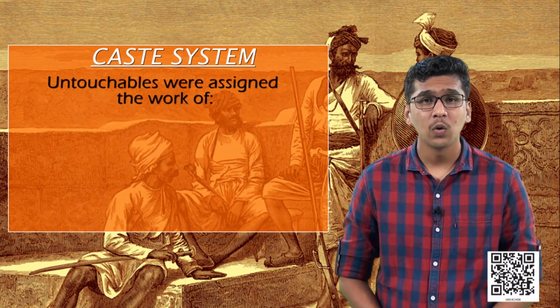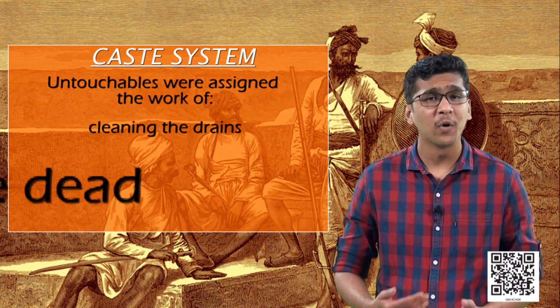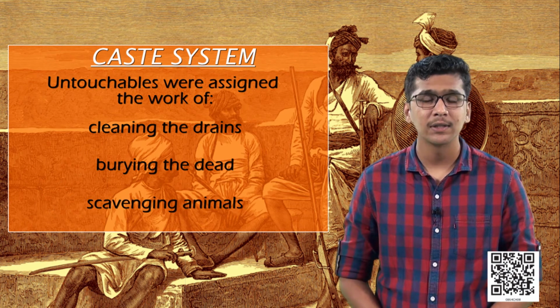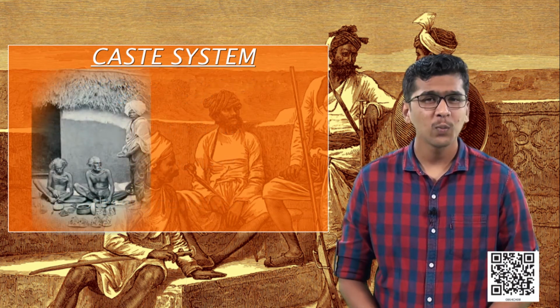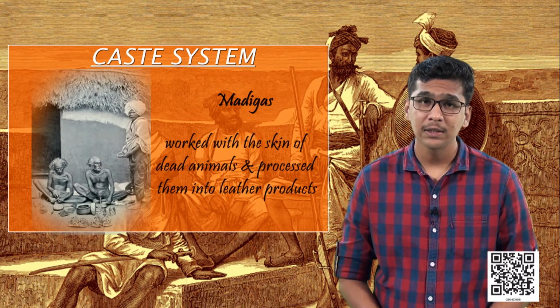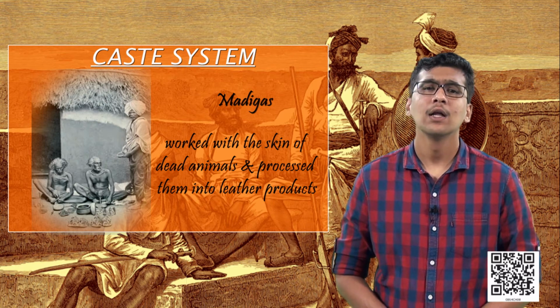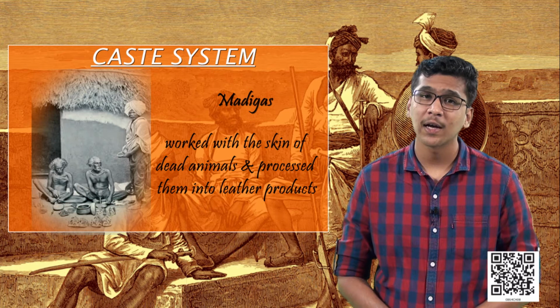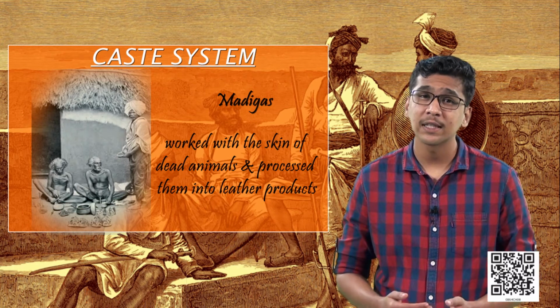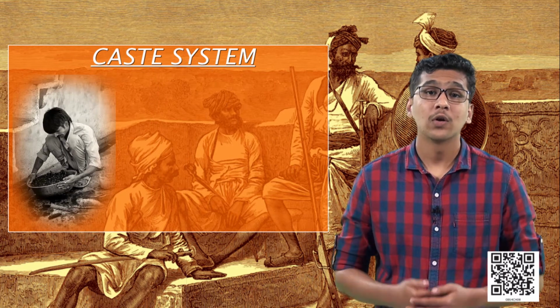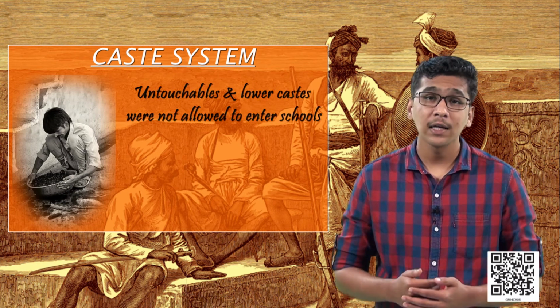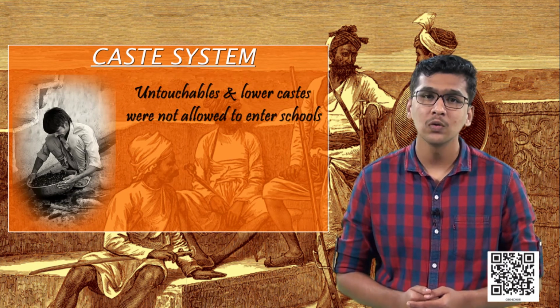They were assigned the work of cleaning the drains, burying the dead, scavenging animals and much more. One group of untouchables called the Madigas worked with the skin of dead animals and processed them into leather products like shoes and bags. They were termed polluted by the upper castes because they used to work with the skin of dead animals. In places like Bombay, where the colonial government set up schools for education, the lower castes and untouchables were not allowed to enter these schools.